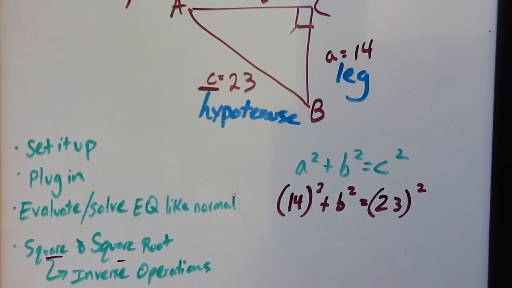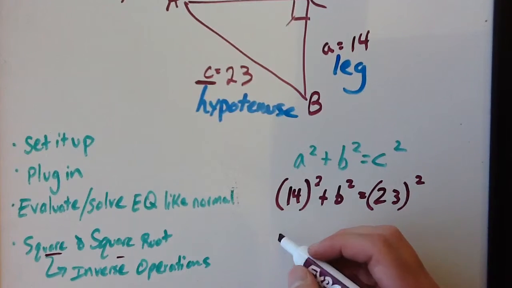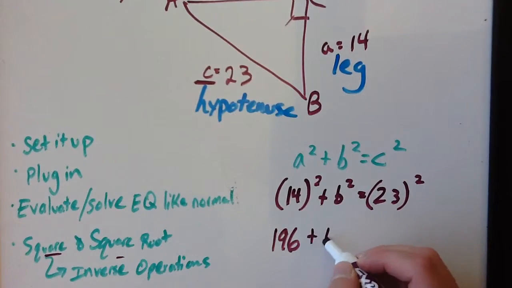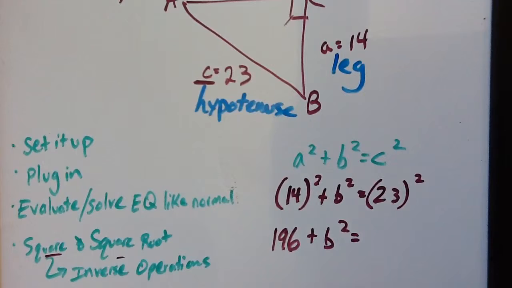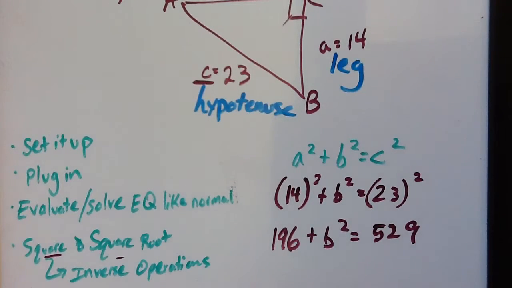Okay, so I have my equation. I just need to evaluate, solve this equation like normal. Get B by itself. Okay, so what is 14 squared? 14 squared is 196, right? That's 14 times 14. Plus B squared equals 23 squared. What is 23 squared? 23 times 23 is 529.